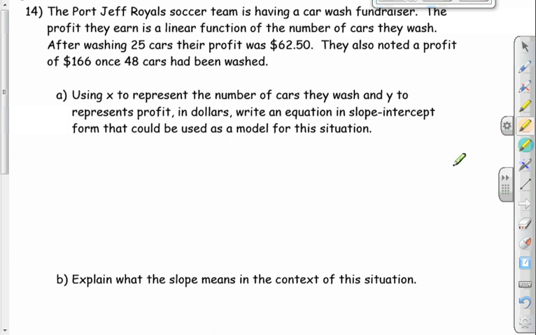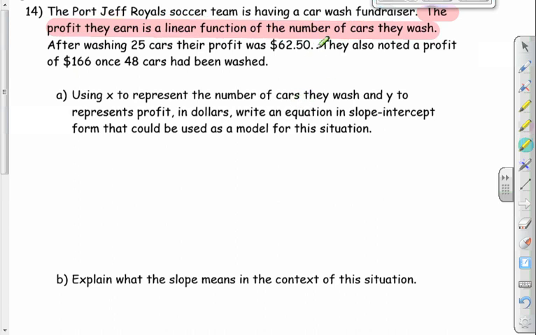Today we're looking at problem number 14 from your pretest homework. In this problem, we're told that the Port Jeff Royal soccer team is having a car wash fundraiser. And in the second sentence, we're told some very important information: the profit that they're earning is a linear function of the number of cars they wash.